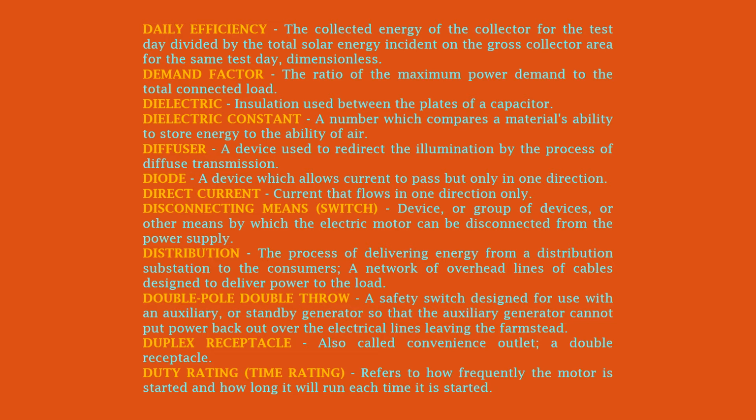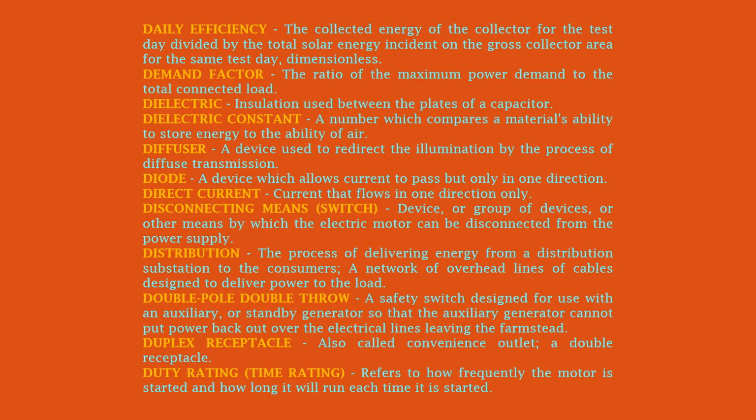Disconnecting means. A switch, device, or group of devices, or other means by which the electric motor can be disconnected from the power supply. Distribution. The process of delivering energy from a distribution substation to the consumers, a network of overhead lines or cables designed to deliver power to the load, the utilization and consumption of electric energy from convenient points on the transmission or bulk power system to the customer.